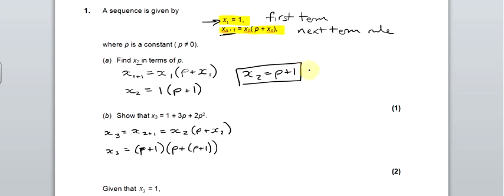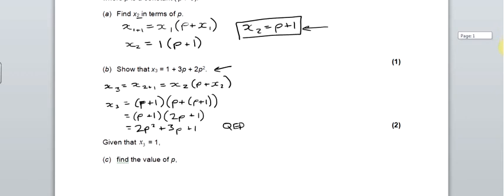If this is doing your head in, then just pause it and have a little look. All I've done is I've substituted this thing in for the x2's here, and now I'm just going to multiply it out and tidy it up really. P plus 1, and then I've got 2p plus 1 in here, and if I multiply those out I get 2p squared plus 3p plus 1, which is what they wanted me to show there, so that's it. QED, it has been shown, it has been demonstrated, quod erat demonstrandum.